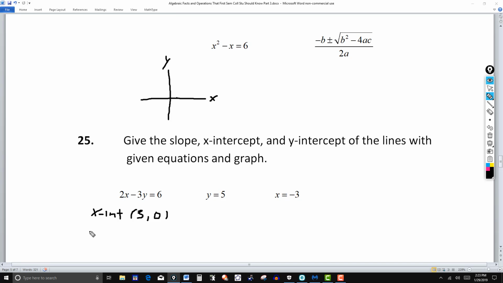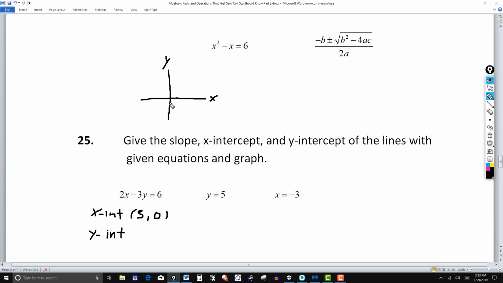Now for the y-intercept. See right here, we're at the origin. 0, 0 is both an x and a y-intercept because it lies on both axes. If I go up 1, that's 0, 1. Another one, 0, 2. If I go down, 0, negative 1, 0, negative 2.